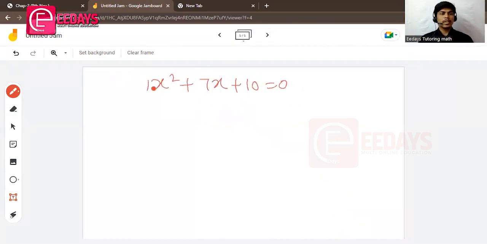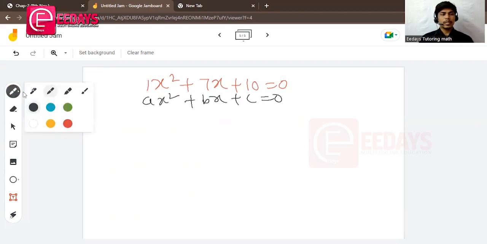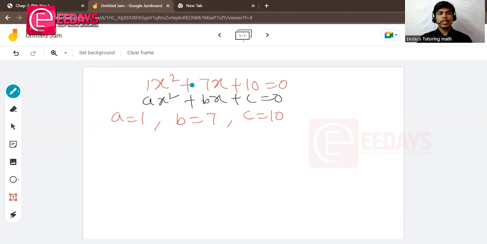I already explained splitting the middle term, right? What is the first step? Compare with the general form ax square plus bx plus c is equal to 0 and identify the a, b, c values. In the place of a, 1 is there. In the place of b, 7 is there. In the place of c, 10 is there. The very first step is to multiply a into c. A is the coefficient of x square, and c is the constant term. So 1 into 10, you'll get 10.